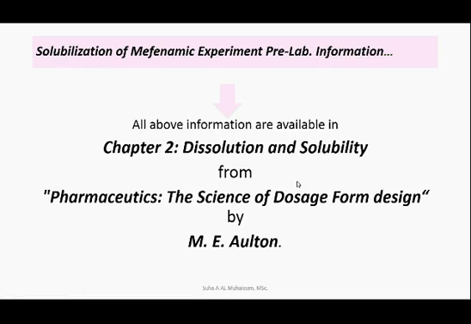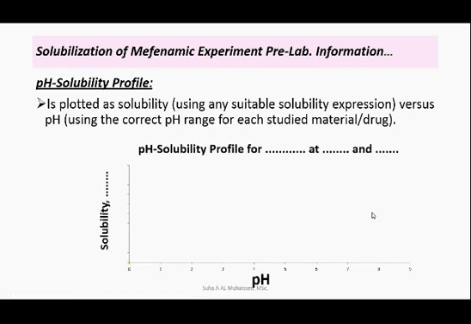For more information, my recommended read is Chapter 2, Dissolution and Solubility, from Pharmaceutics, The Science of Dosage Form Design by Aulton, your textbook. This chapter is attached as a supplementary read. As we mentioned, pH is one of the factors that may affect the solubility, and we are concerned about the effect of pH on weak acids, mefenamic acid as an example, in these practical sessions.